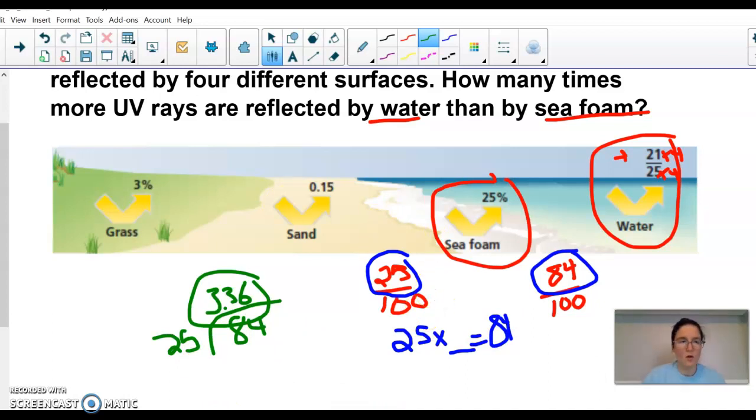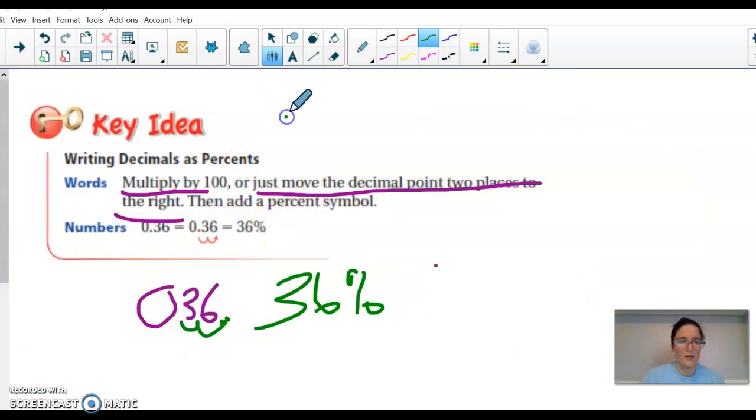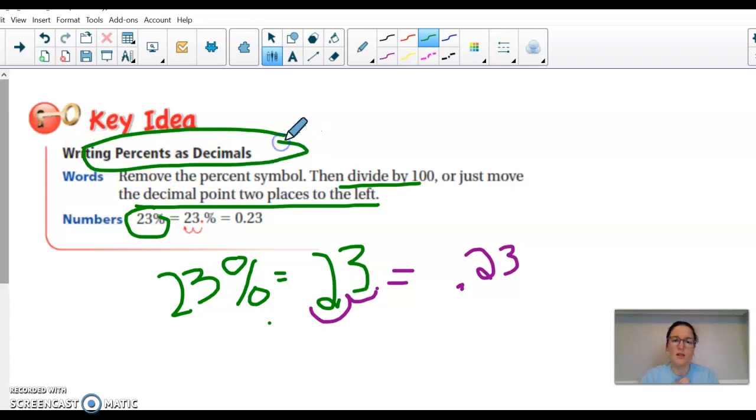Okay, so just remember, in order to make decimals into percentages, you're going to move the decimal place 2 places to the right. And in order to make percentages into decimals, move the decimal 2 places left. And hopefully this helps you out. You can pause and rewatch it as many times as you want.